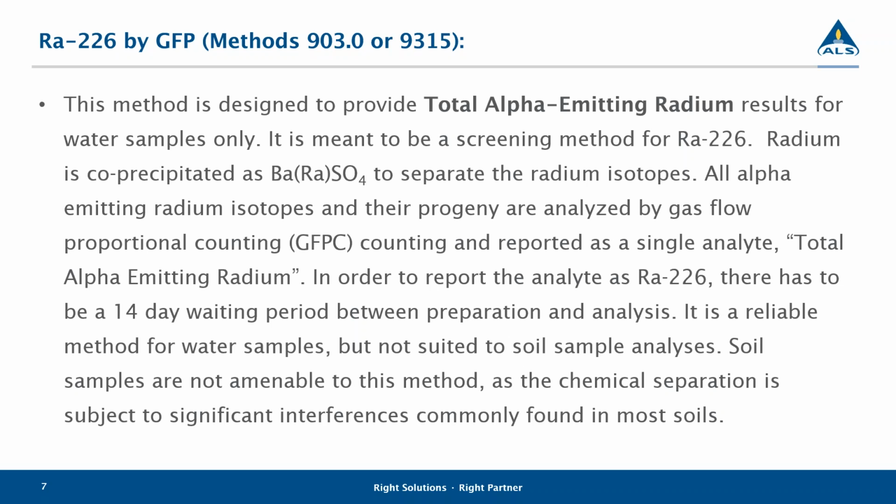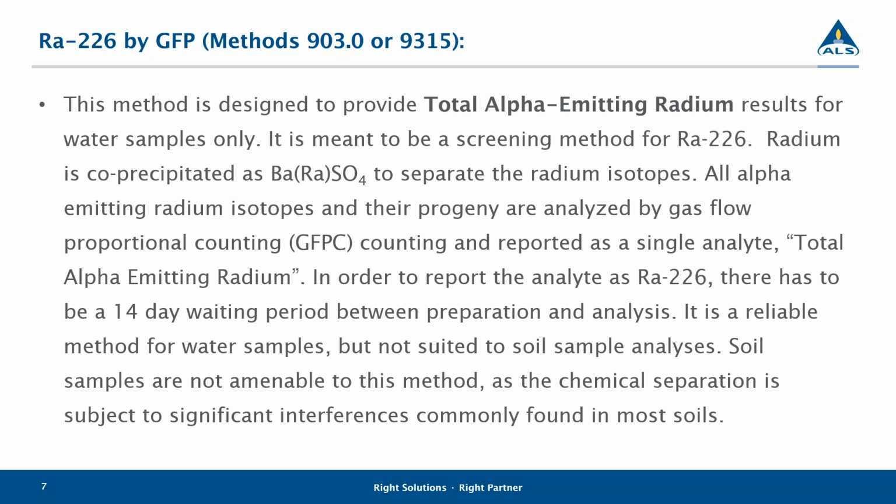In order to report just the 226, you usually allow at least a 14-day waiting period, because you're going to get all of your radiums in this. So you're going to get radium-223, which has an 11.4 day half-life, radium-224, which has a 3.6-day half-life.